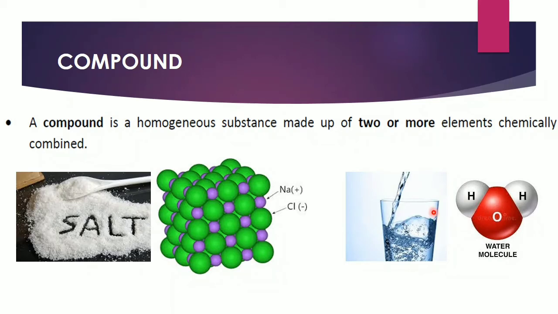A mixture is where the substances are physically combined, and in a compound, they are chemically combined. So in order to break down a compound, we need to use electrolysis or a heating method.